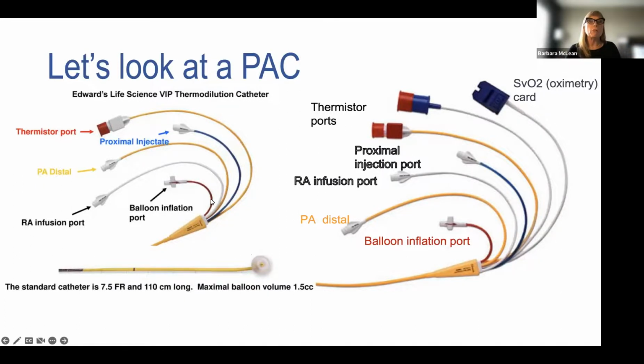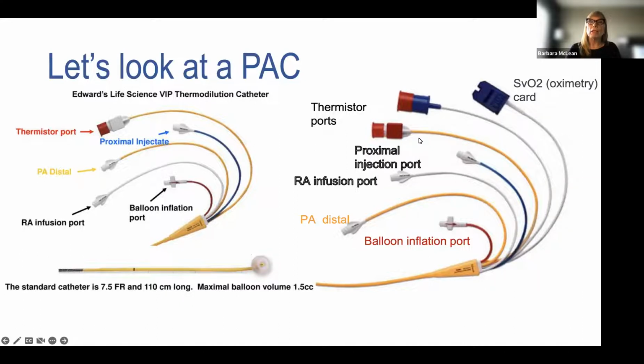Remember, only air through here, and this is going to connect to a thermistor probe that's going to actually tell us continuously what our patient's temperature is, and it's also going to show us temperature change when we inject a bolus here. This is an advanced PA catheter, and you know that because you have a blue card. That blue card is an oximetry card. It plugs into a basic cable that actually reads continuously SvO2, which is mixed venous saturation.